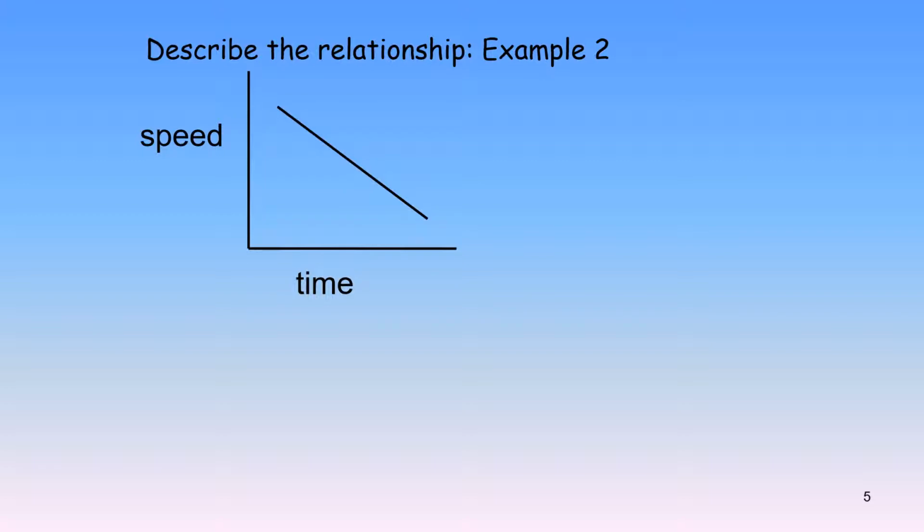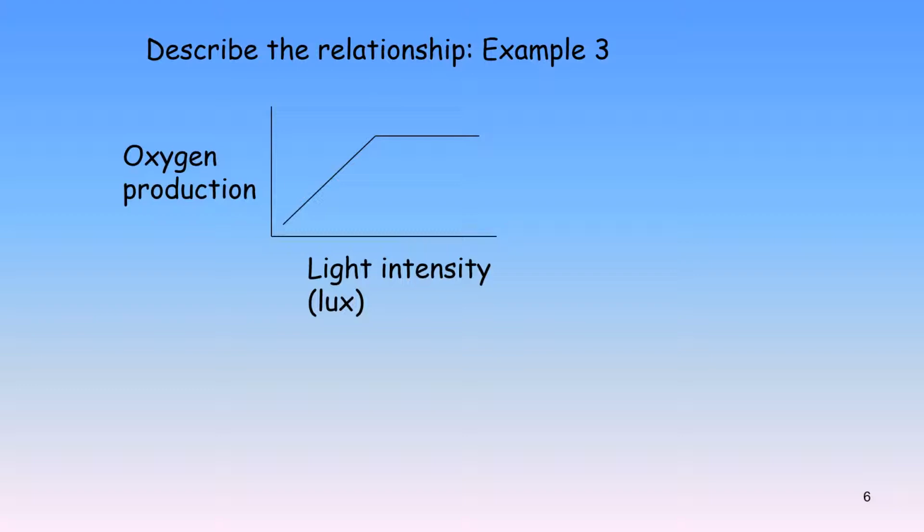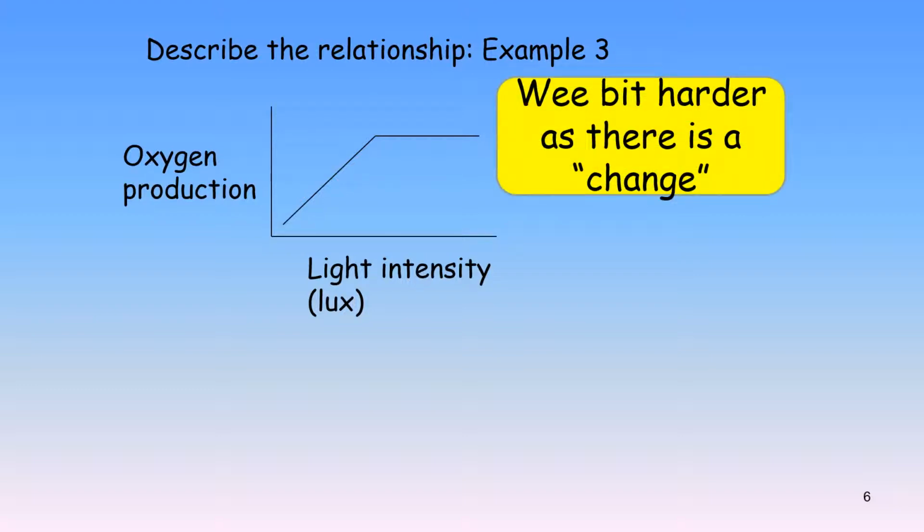We've got another example here, and we've got an experiment where they're looking at the speed of an object over time. So it's slightly different. In this case, we've got a decreasing line here. So again, starting with the x-axis, you can see that as the time is increasing, the speed here is decreasing. And again, that's all you need to be putting to get your mark there. So as time increases, the speed decreases. It's going down.